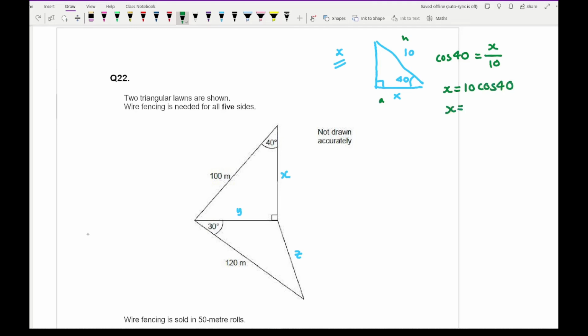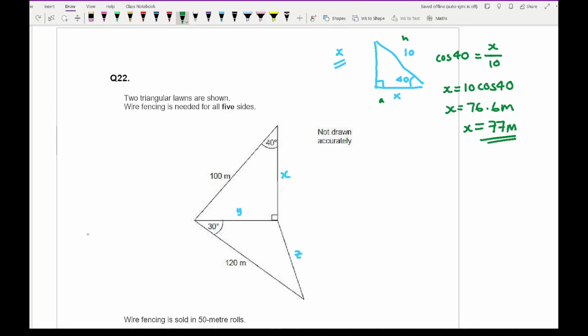So x equals 76.6 meters. I'm going to add a little bit of rounding to this. We'll round it up because we're dealing with fencing and we're going to end up buying 50. So let's just round up. So it's going to be 77 meters.